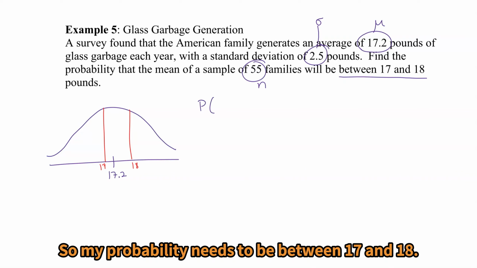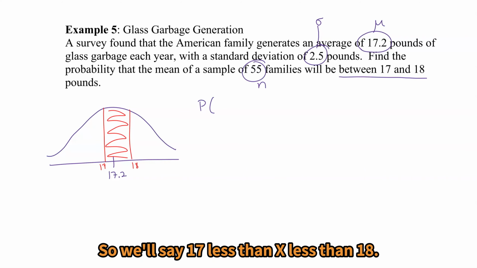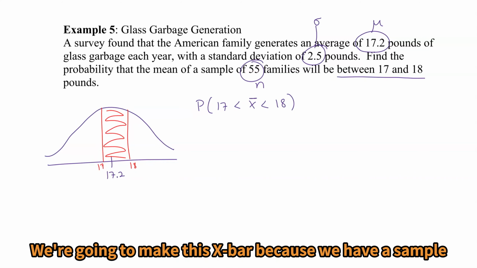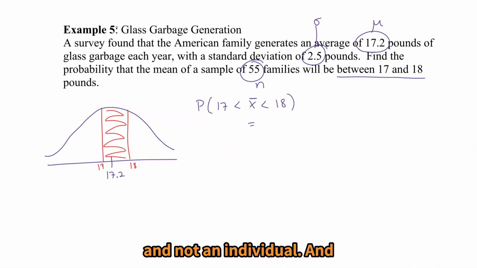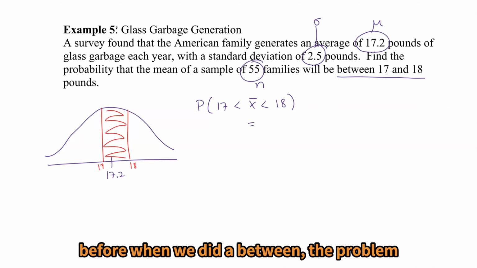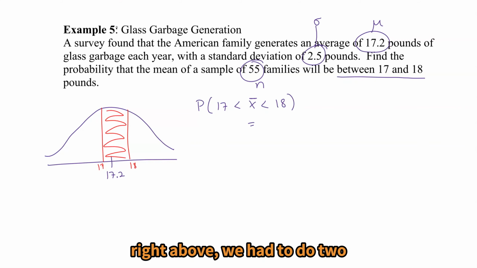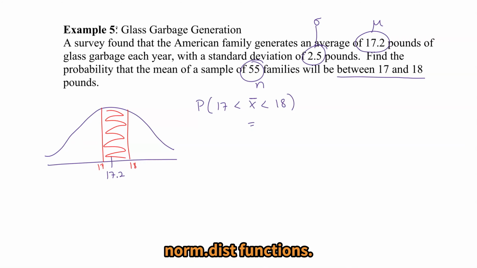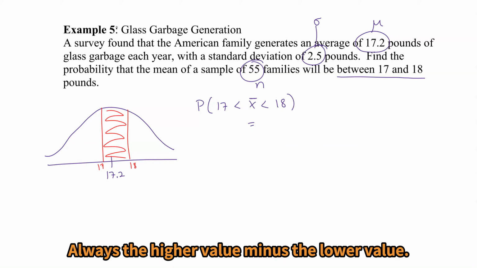So my probability needs to be between 17 and 18. So we'll say 17 less than x less than 18. We're going to make this x bar because we have a sample and not an individual. And before, when we did a between, the problem right above, we had to do two norm.dist functions. Always the higher value minus the lower value.